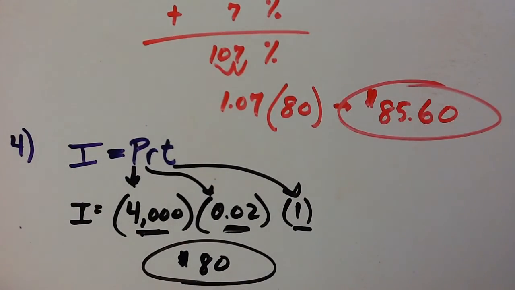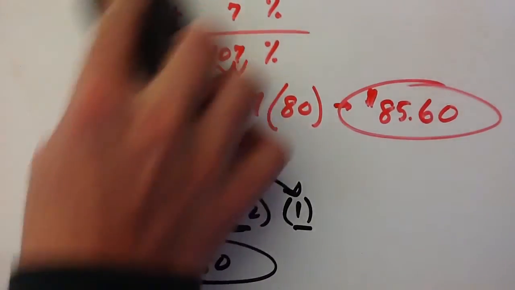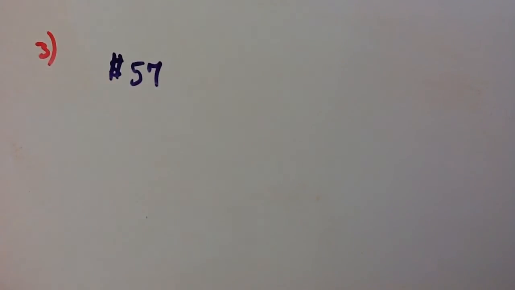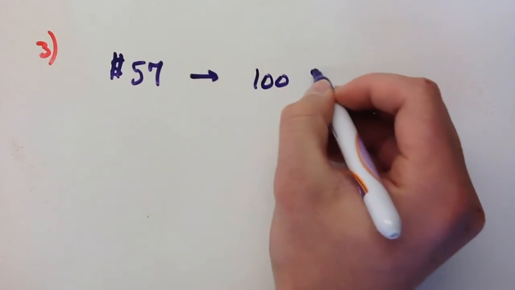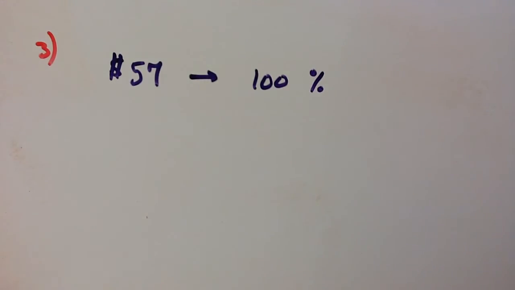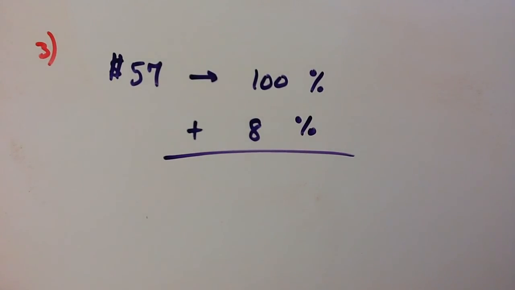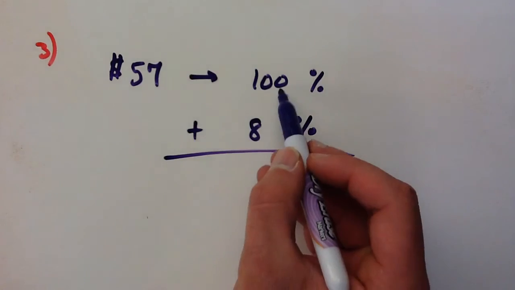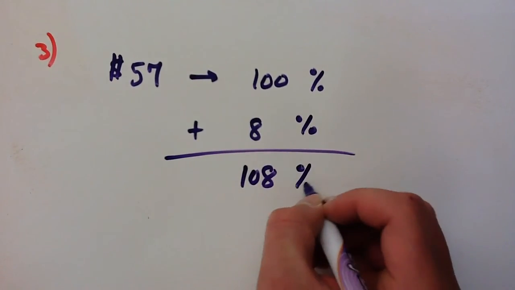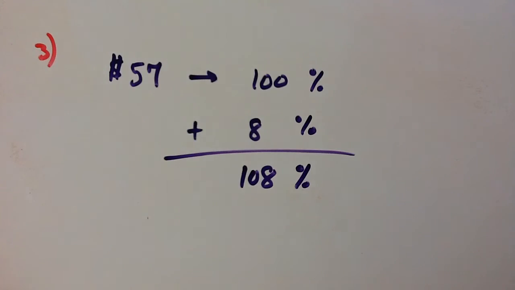Number 5, find the total cost of a pair of shoes for $57 with a sales tax of 8%. Okay, so I have the total cost of the pair of shoes is $57. So what percent am I starting with? All of this cost would be 100%, right? That's all of the original cost. But you're also paying tax on that, which in this case is 8%. Okay, so you're paying 100% of the price plus 8% more in sales tax, and 100 plus 8 is 108%. So you're paying 108% of the original cost.